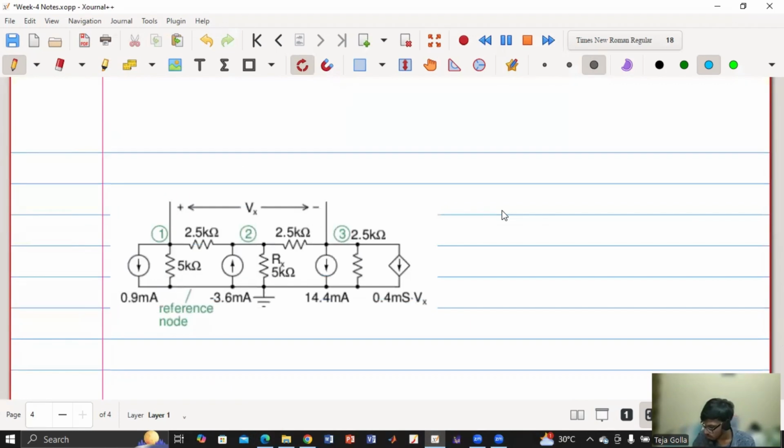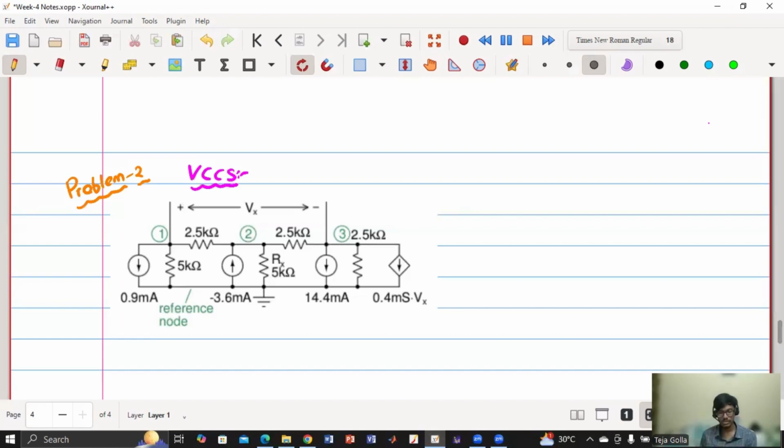Current controlled or voltage controlled? It's current only, sir. Voltage means there will be plus and minus. So this current is dependent on a voltage or current? Current only. 0.4 milli into Vx, right? And then voltage, sir, voltage. Yes, yes. So it's a voltage controlled current source. So we have voltage controlled current source as well.